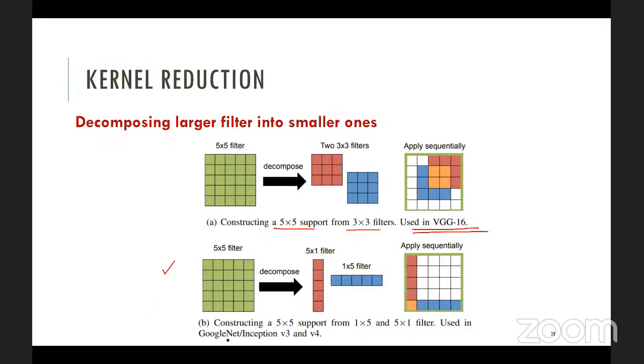So here in GoogleNet Inception v3, v4, what we are doing is decomposing this 5x5 filter into two filters, 5x1 and 1x5. These filters are applied sequentially. See, this is going to be moved here, so all columns will be covered, and similarly, when this row filter is moved, all rows are being covered, right?